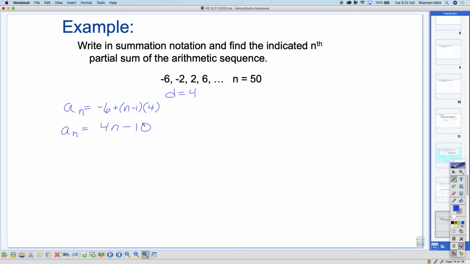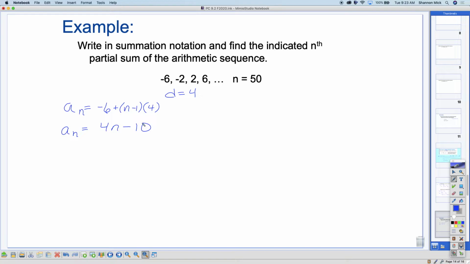So, I wrote a definition, and now it says use sigma notation. How'd you get 4 and minus 10? Because you have -6 plus n minus 1 times 4. Are we doing yesterday's equation? Yep. We're not doing today's yet. Because it says use sigma notation, so I have to write it in sigma notation first.